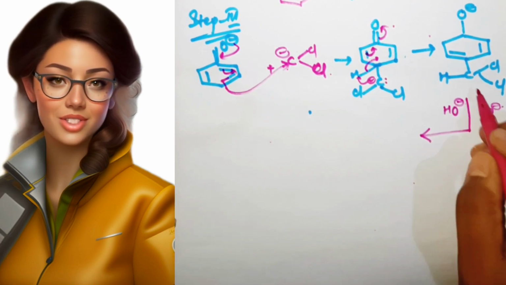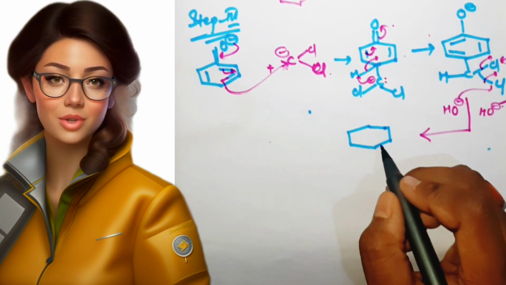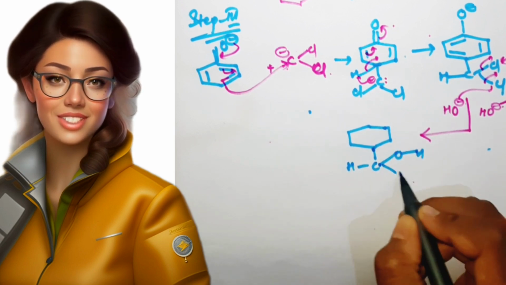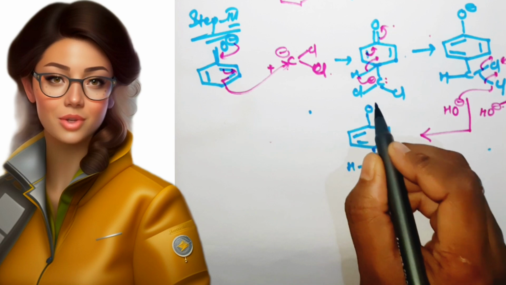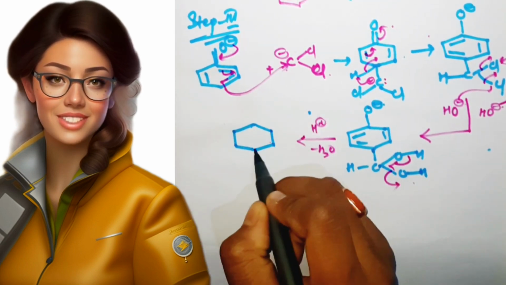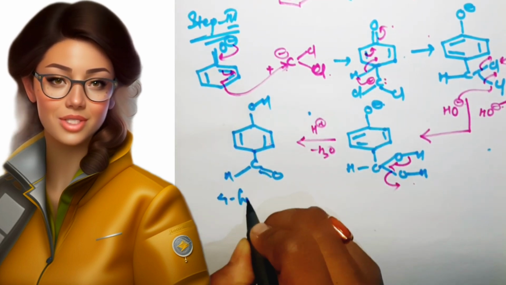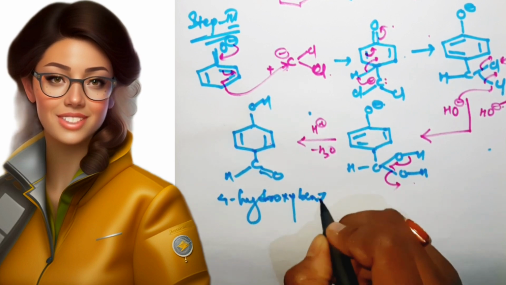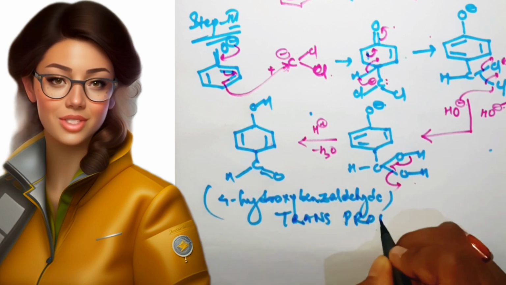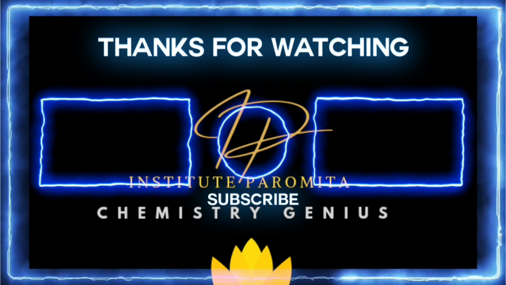Again hydrolysis: OH minus takes the place of chlorine, because chlorine is a very good leaving group and leaves the molecule easily, giving two OH groups in place of chlorine. Whenever such unstable diols are present, a water molecule is released very easily, and then you get 4-hydroxybenzaldehyde.